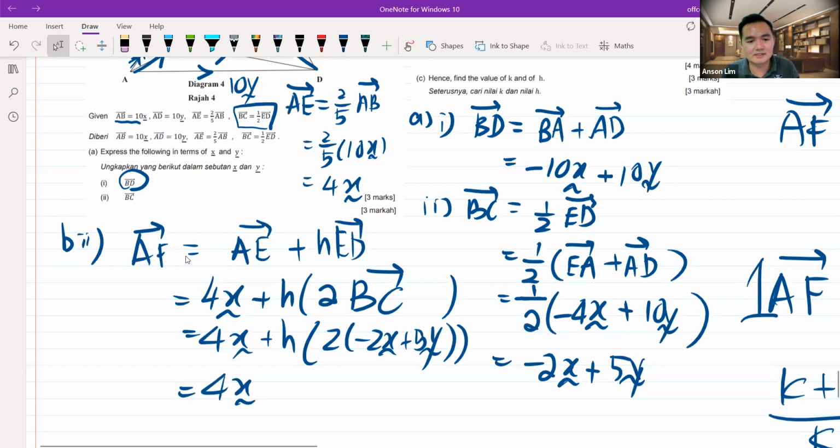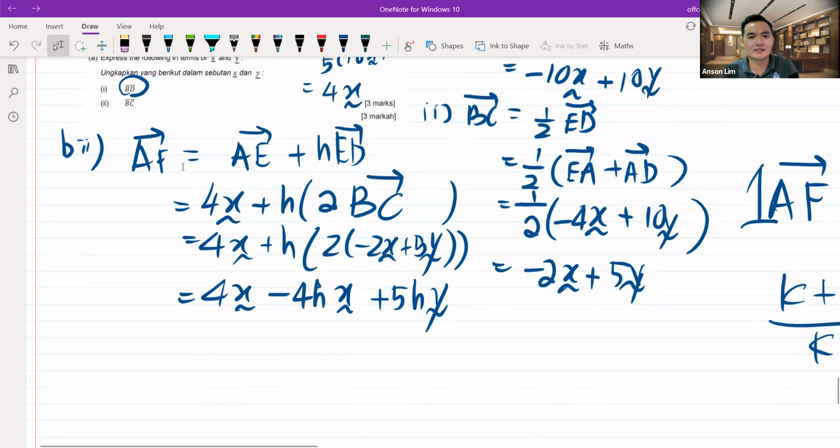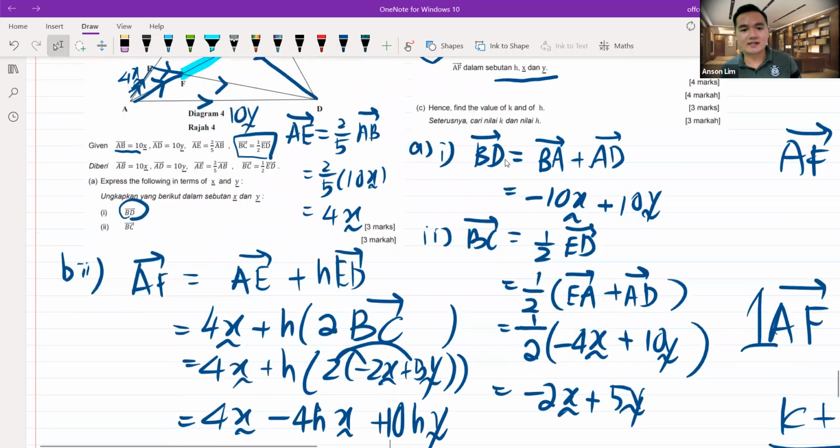So you see your answer, expand negative 4hx and then plus 5hy. The answer is in terms of h and x and y. You get this answer? Very good. Some of you say 10, one. Oh, 2, 5, 10, correct? 2, 5, 10. Okay, expand. Same answer. Good.